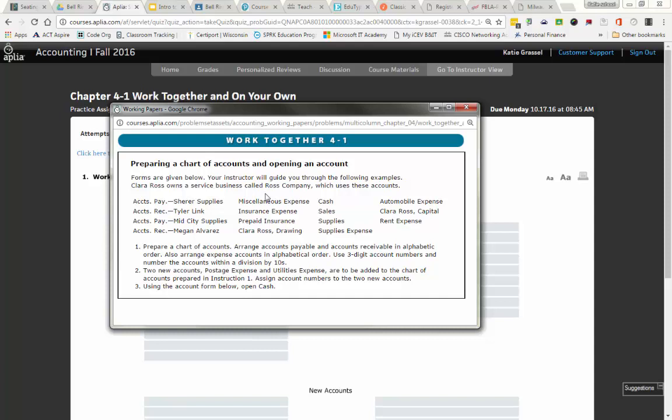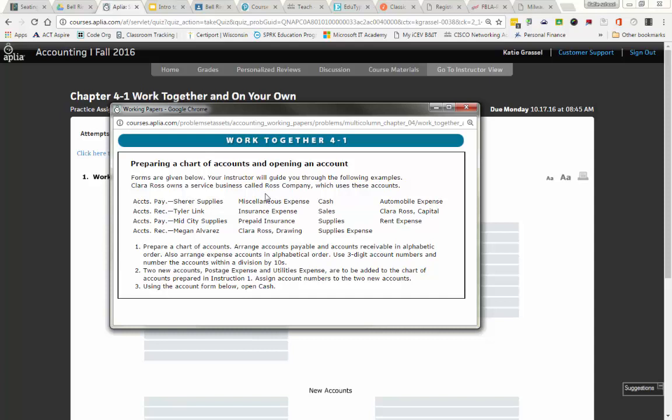Anything that says the word expense on it is what type of account? Expense. So these are expenses. Prepaid insurance, what is the classification? Asset. We own it and it has value. Clara Ross, drawing? Withdrawal. Cash, we already classified. Sales is going to be what classification? Revenue. Then we have supplies, which is going to be an asset.